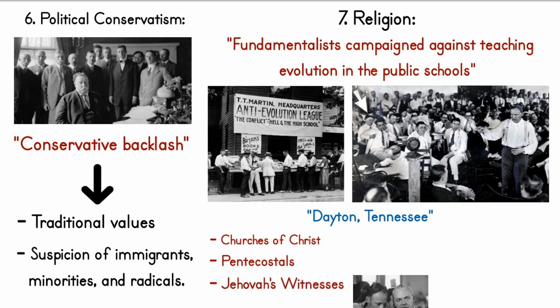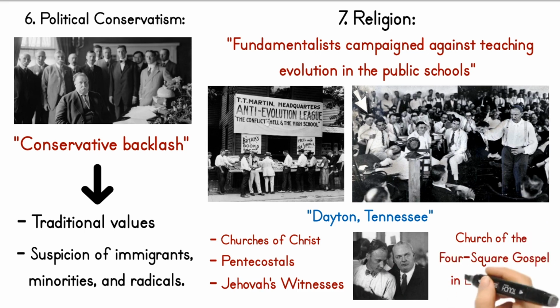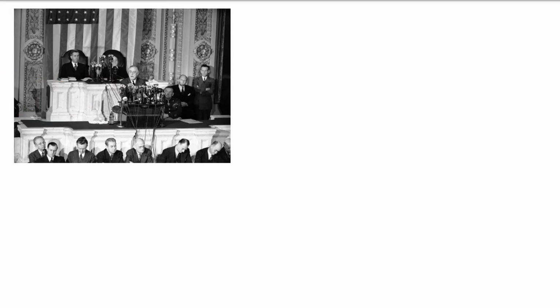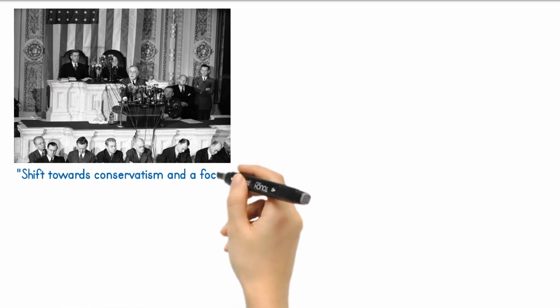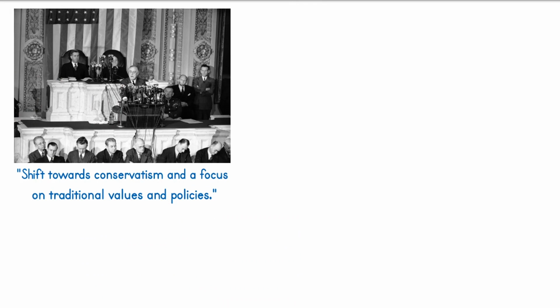Many of those who came to the city in the 1920s brought their religious beliefs with them and found new outlets for them, such as the Church of the Foursquare Gospel in Los Angeles. The politics of the 1920s reflected these changes with a shift towards conservatism and a focus on traditional values and policies. Republican presidents such as Warren G.